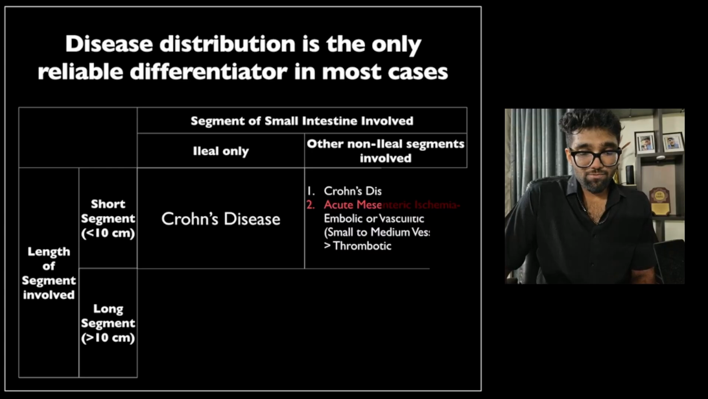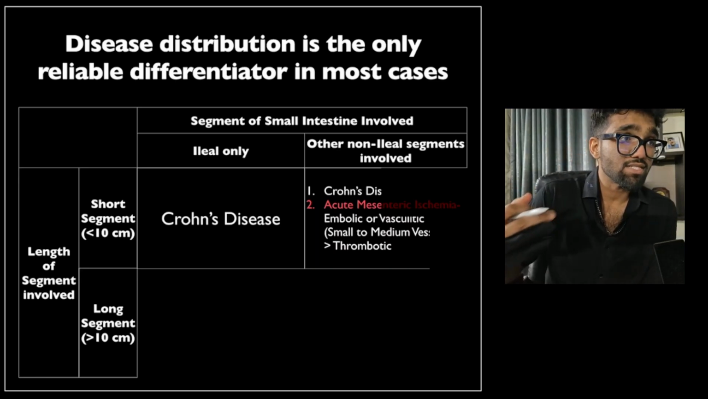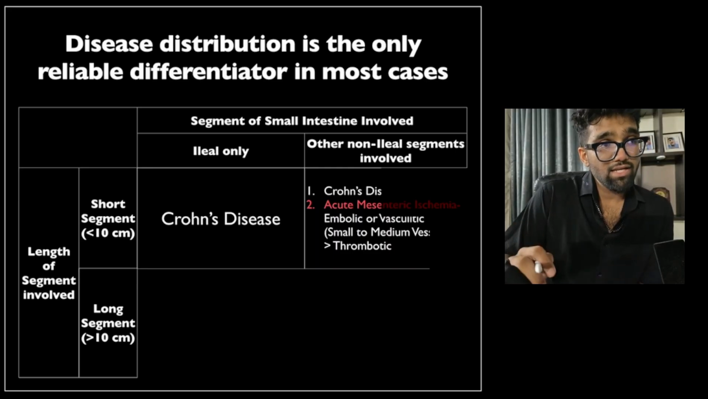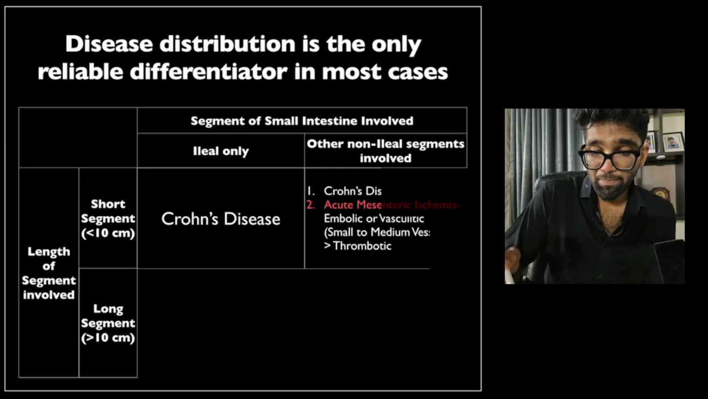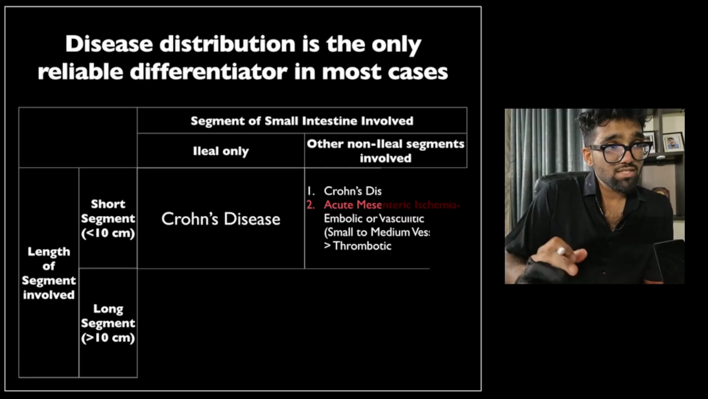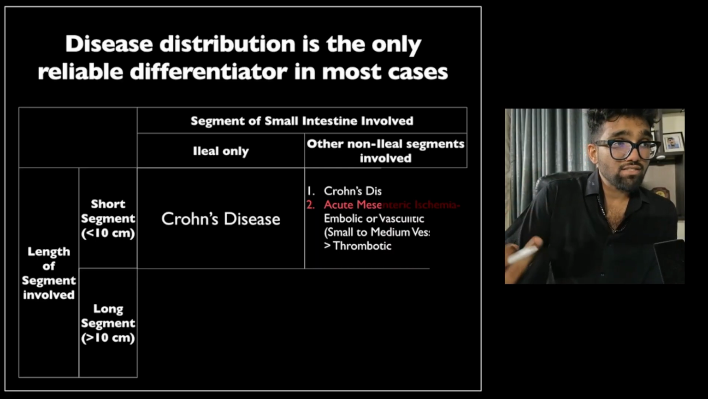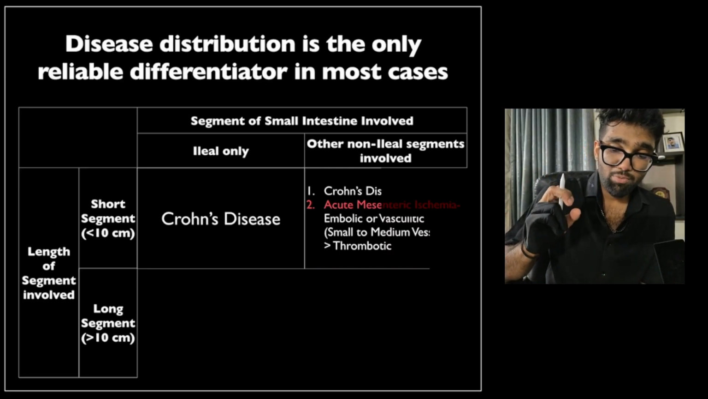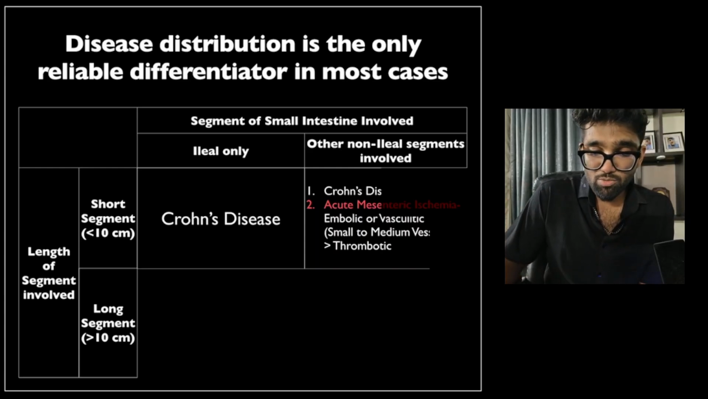Now, on the other hand, if you have a short segment involved, but it is involving the duodenum or the jejunum, most importantly the jejunum, because the jejunum has the most extensive blood supply, then again it could be Crohn's disease because it's still short segment, but it could also be acute mesenteric ischemia. Now, acute mesenteric ischemia, as we've discussed in the previous lecture, part 2.2, could be embolic or vasculitic. Thrombotic would affect the vessel very proximally, so it would cause long segment involvement. So it's unlikely to be thrombotic, but it still could be embolic or vasculitic acute mesenteric ischemia.